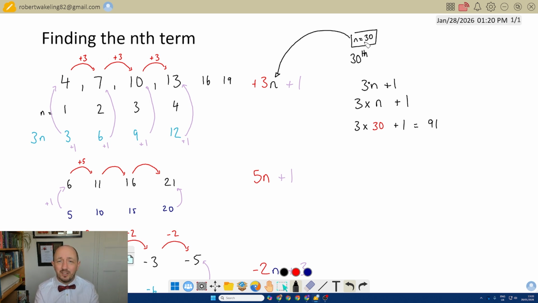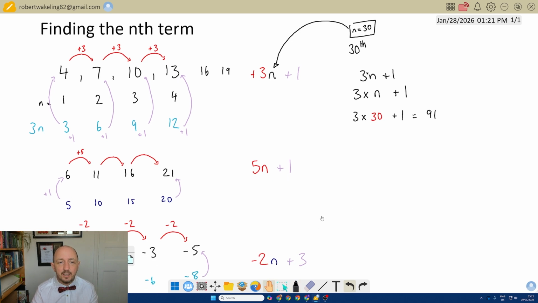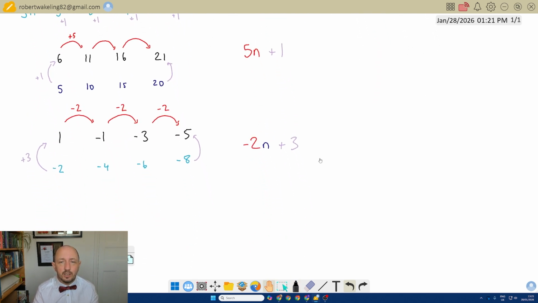So we could even do the 1000th term. 3 times 1000 plus 1, 3001. Okay, super quick and easy. Finally, we need to decide if something is a part of the sequence. Okay, to do this, we have to use our formula.